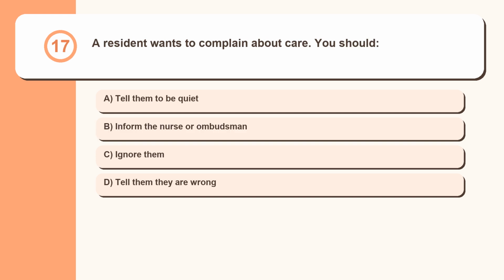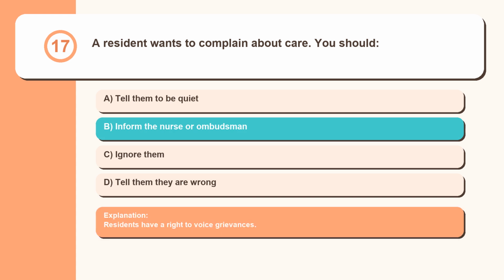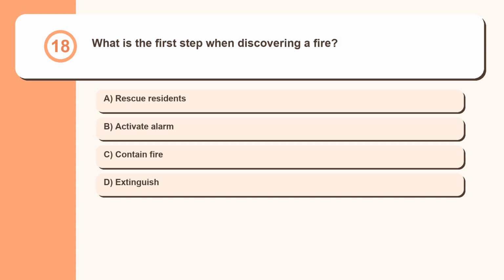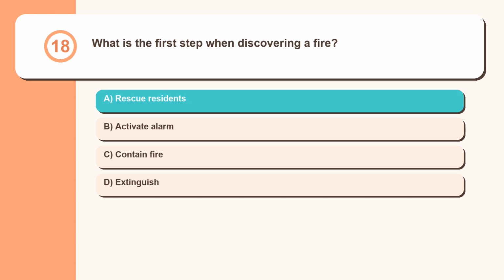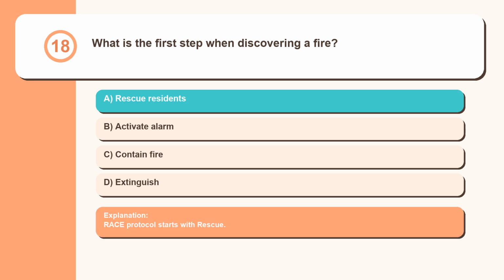Question 17. A resident wants to complain about care. You should tell them to be quiet. Inform the nurse or ombudsman. Ignore them. Tell them they are wrong. Residents have a right to voice grievances. Question 18. What is the first step when discovering a fire? Rescue residents. Activate alarm. Contain fire. Extinguish. RACE protocol starts with rescue.